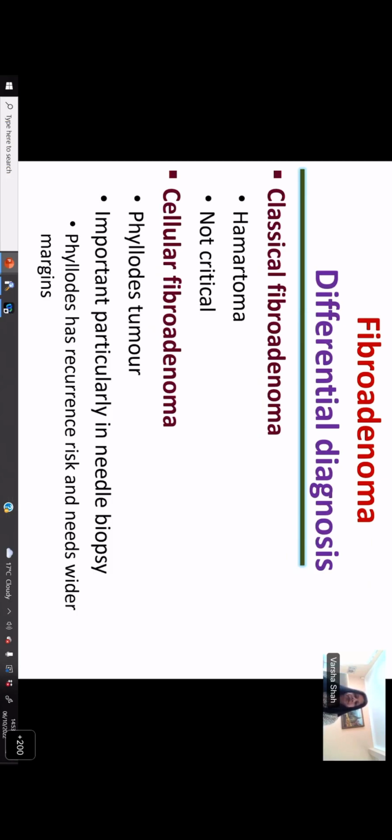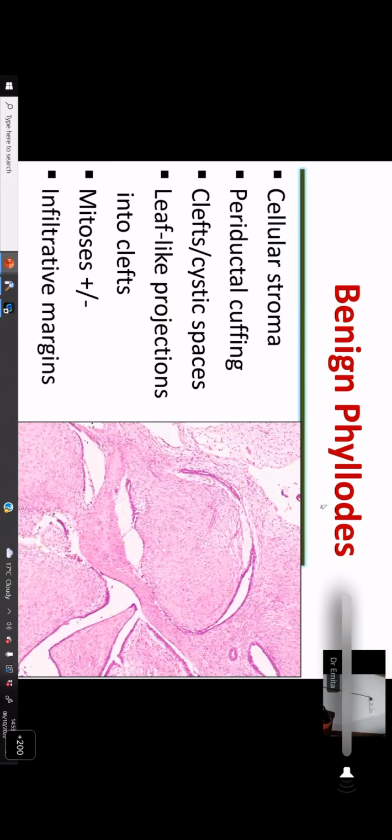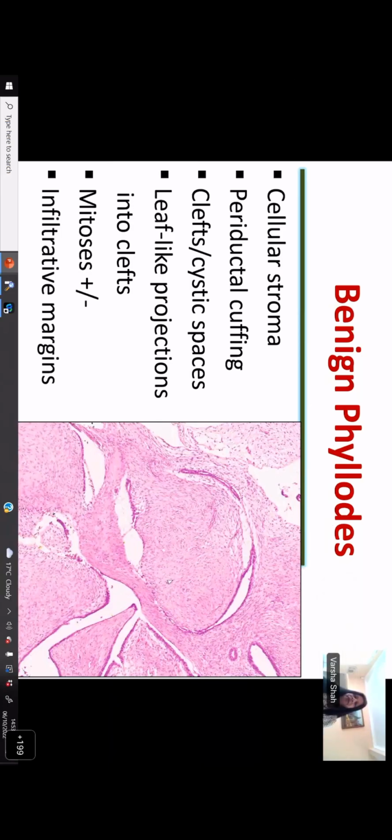So how do you differentiate the two? Obviously, the phyllodes tumor also has cellular stroma. You typically get periductal cuffing, so the condensation of the stroma around the ductal epithelium. You get clefts or cyst-like spaces within which you get leaf-like projections. Now, malignant phyllodes is never going to be in the differential diagnosis for fibroadenoma. It's the benign one. So in the benign one, you may or may not get mitotic figures. In phyllodes tumors, you may have infiltrative margins, but again, in benign phyllodes tumor, you may have very little infiltrative margin. So that also doesn't help much.